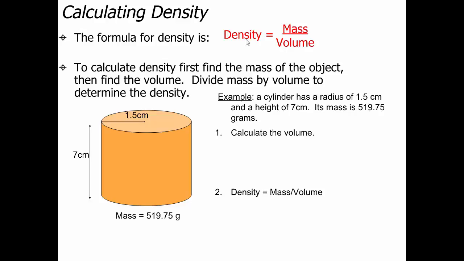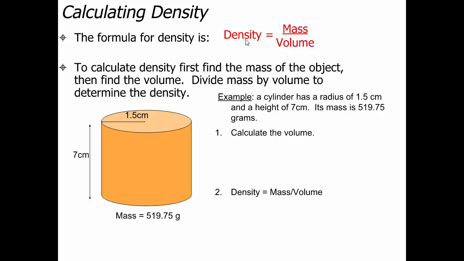So if we have a regular shape, we know we can calculate its volume using a formula. What's the formula we would use here for the volume of a cylinder, Brian? Pi times radius squared times height. Yes, excellent, Brian. So when we calculate volume, it's pi times radius squared times height.